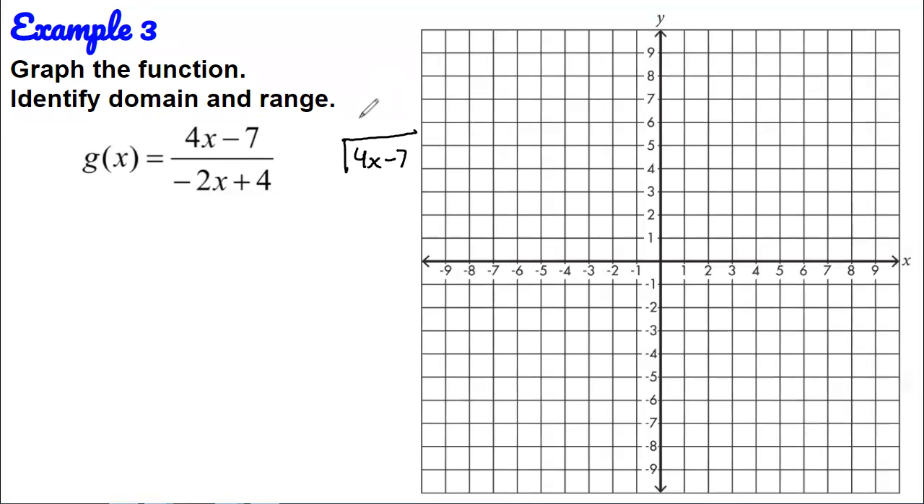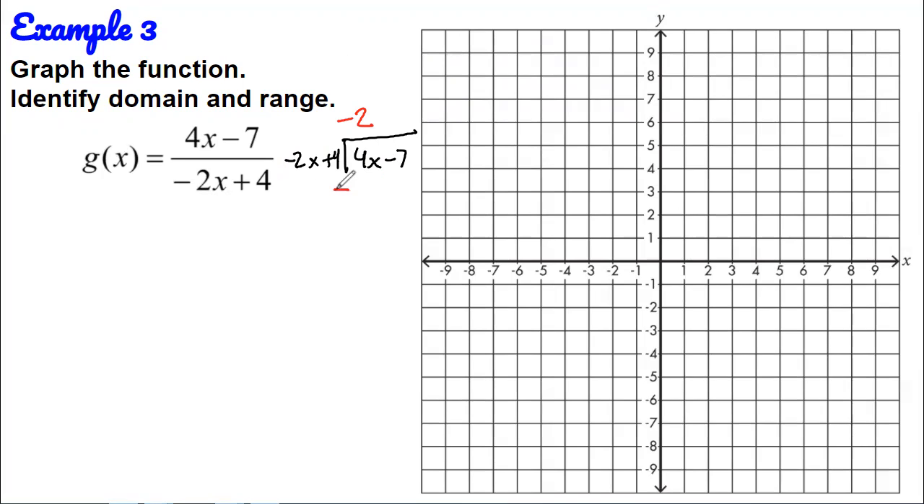Outside my divider, negative 2x plus 4. All right, so let's look at the leading terms here. I have negative 2x and 4x. What do I have to multiply negative 2x by to make it into a positive 4x? Negative 2. So I need to multiply by negative 2.